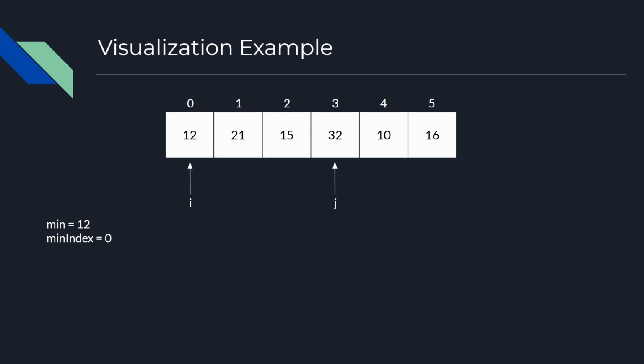Moving on, we can see that j is now pointing to 32. When we compare it to our current minimum, we can say that we won't need to update our minimum variable. Now, when j points to 10, the comparison shows that 10 is less than 12. Therefore, we will need to update our minimum variable to 10.